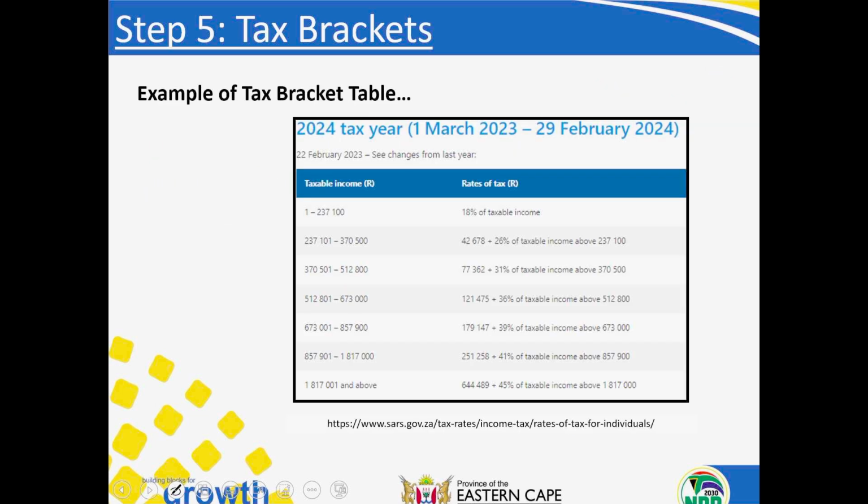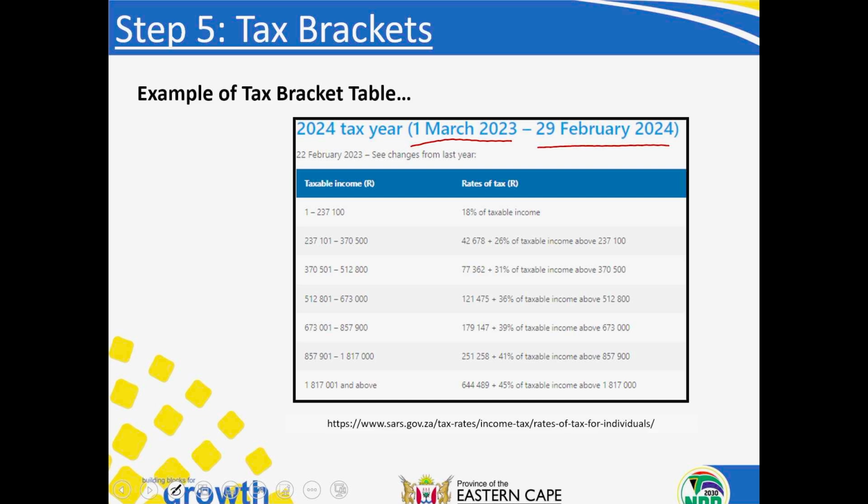So here is an example of a tax bracket table. Again, it's been directly taken from the SARS website, as SARS is the government institution directly responsible for taxation. As you can see, it is for the 2024 tax year. A tax year is from the 1st of March to the 29th of February for the following year.